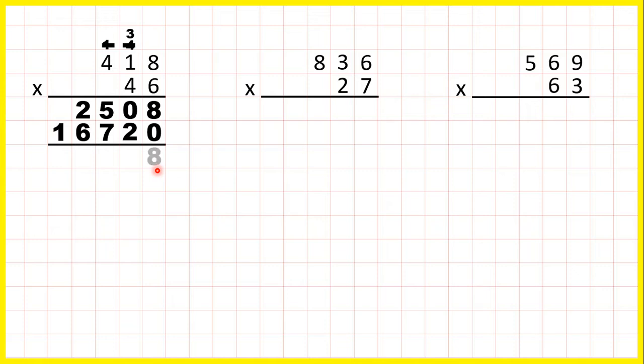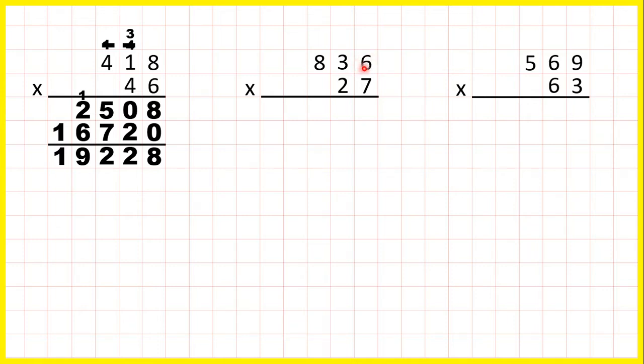8 plus 0 is 8, 0 plus 2 is 2, 5 plus 7 is 12, so 1, 2. 1 plus 2 plus 6 is 9, and nothing plus 1 is 1.